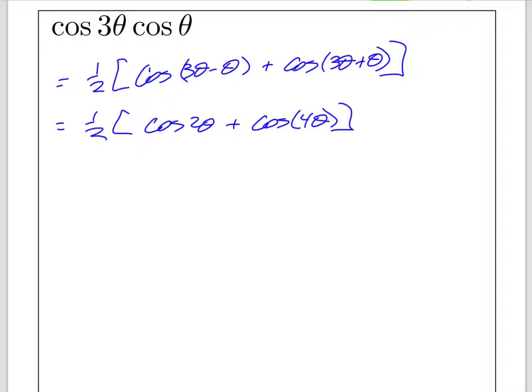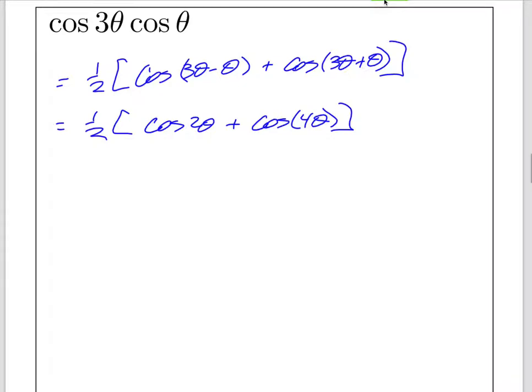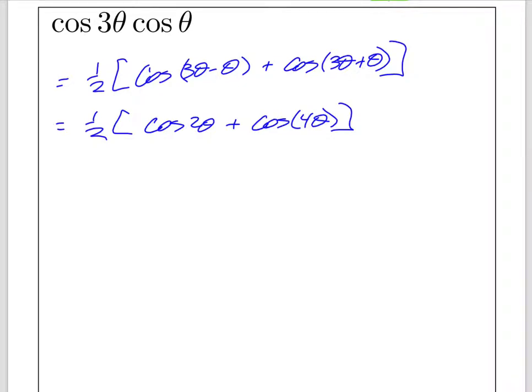What did it ask us to do? What did I say the problem asked us to do? Rewrite it as a sum or difference. Have we done that? Yes, we've rewritten it as a what? As a sum, since we're adding together. So that's all they're wanting you to do there, is plug it into the formula and rewrite it as a sum or difference. That's all we do on that problem.